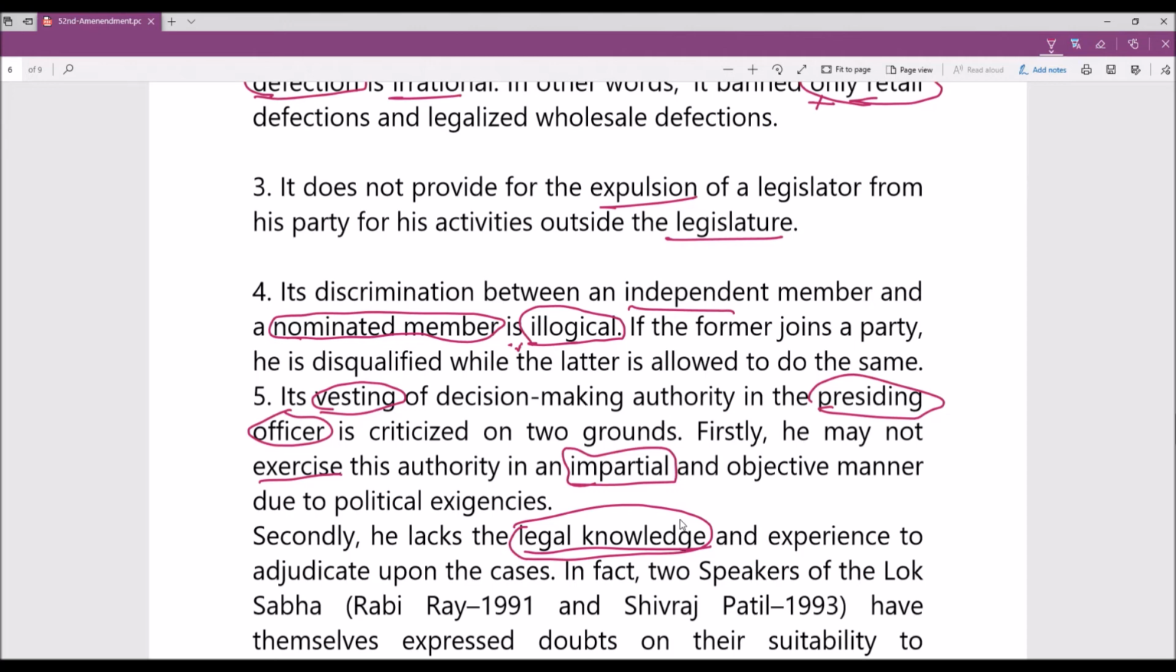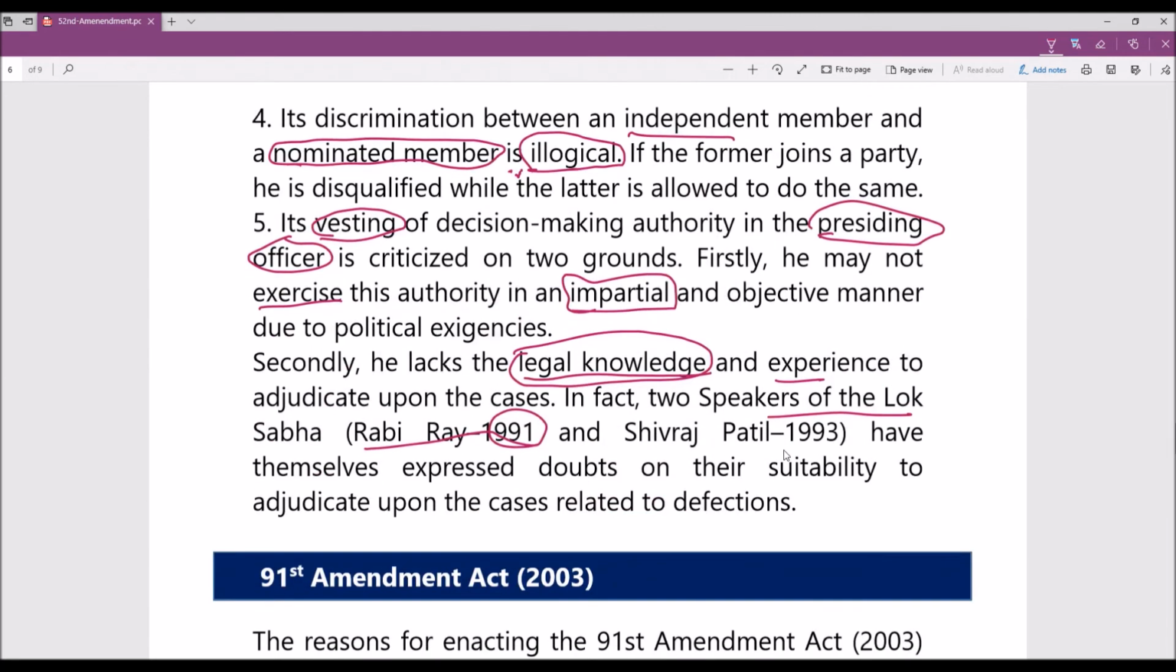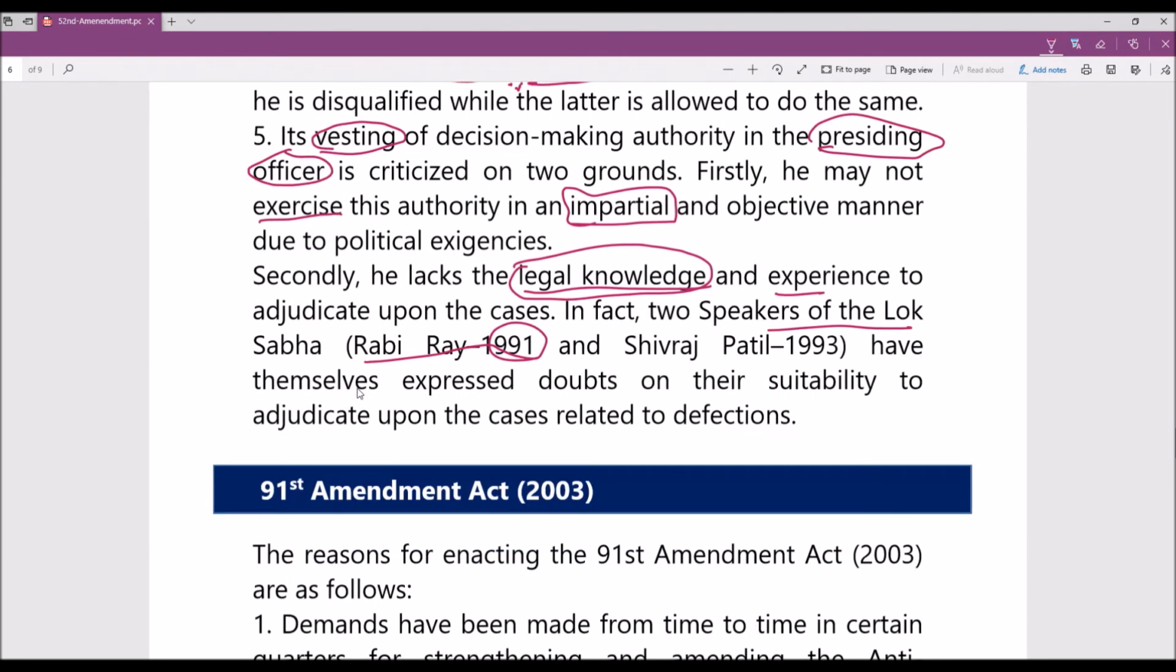And experience has shown this in the cases. In fact, two Speakers of the Lok Sabha, Ravi Ray in 1991 and Shivraj Patil in 1993, have themselves expressed doubts on their suitability to adjudicate cases of defection. So what happens? We have previously seen that an amendment happened in 2003, that is called the 91st Amendment.